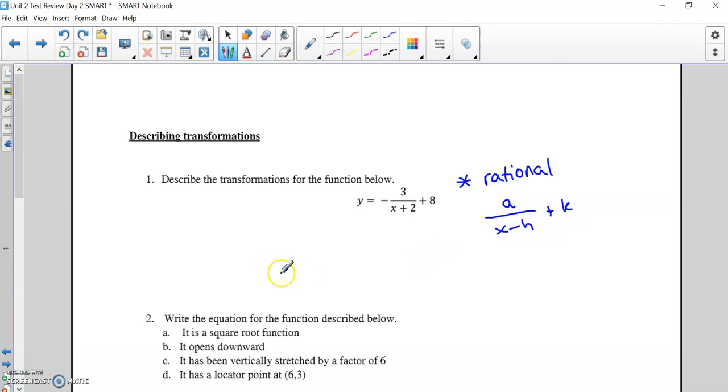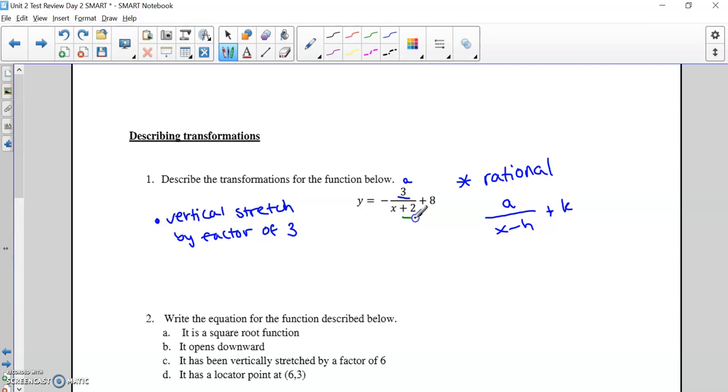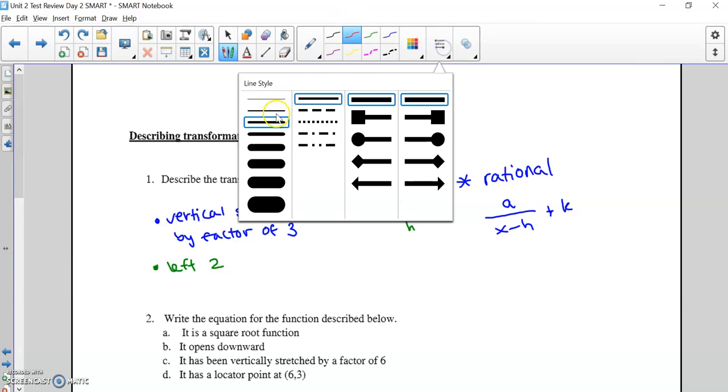So following that, we can talk about the transformations, right? The number on the top is the a value, so we know that it's going to have a vertical stretch. It's a stretch because it's a number bigger than 1. So vertical stretch by a factor of 3. That's what this 3 is going to do for us. It's our a. We can see that this plus 2 down here gives us an h. That means we're going to move to the left by 2, because h is always opposite, remember that.